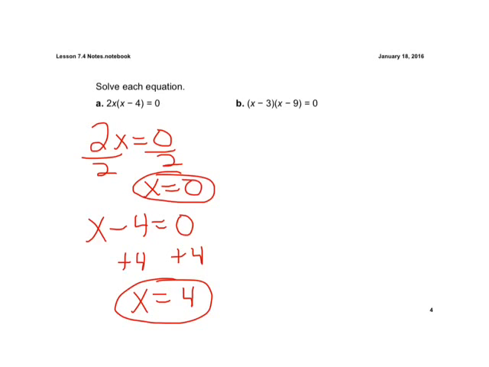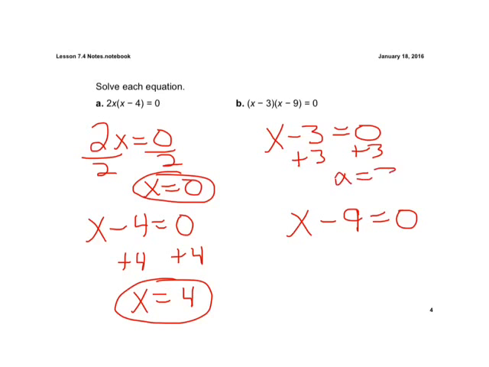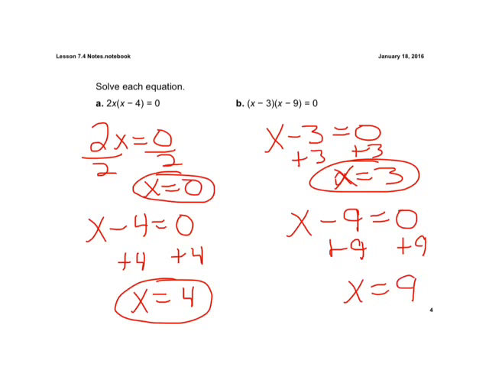Alright, B. Again, set both terms equal to 0 and solve. x minus 3 is equal to 0, and x minus 9 is equal to 0. Again, simple one-step equation. Just add 3. x equals 3. And that should be an x there. And add 9. x equals 9. Our 2 roots, 3 and 9. If we were to plug in 3 and 9, we would get our answer of 0, if we were to go back and check our answer.